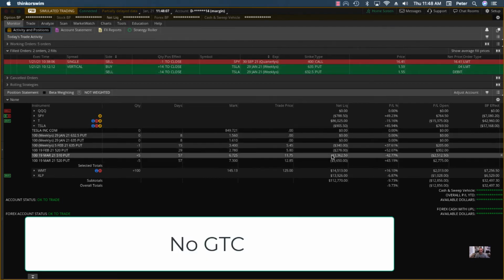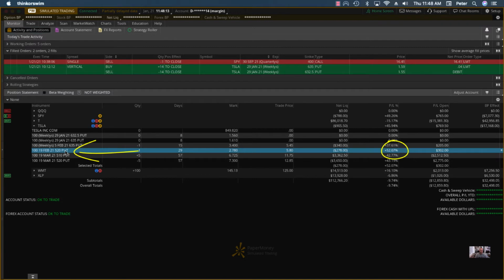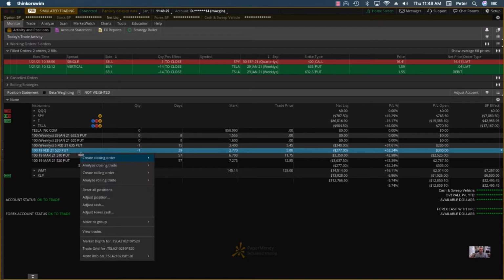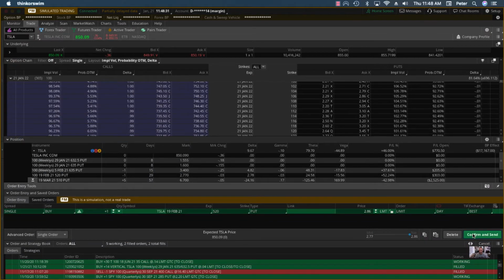But let's highlight another one here. Here we go. So we have our put here, right? This is our 19 February put, and you can see it's at a 52% return. So we're going to sell it, right? Because January's strategy and rules were we're going to sell out at a 50% profit. So we've got the 50% profit, so we're going to sell it.